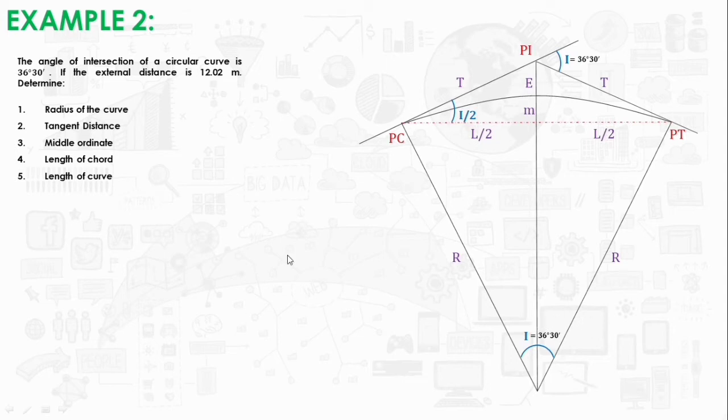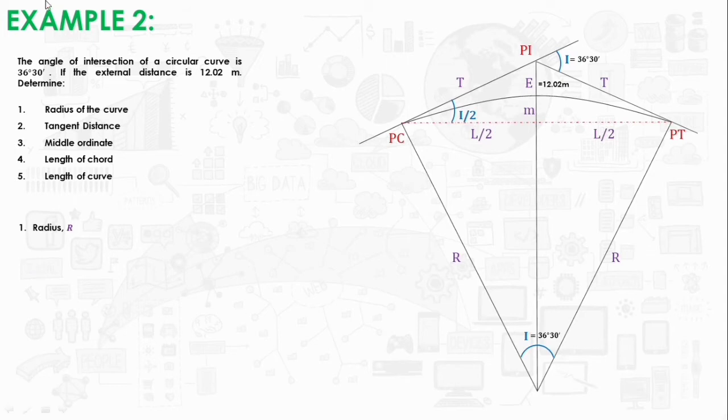So first we are going to determine the radius of the curve. So how do we find the radius of the curve? We find the radius of the curve using the available or known values. The central angle is known and the external distance is known. So how do we now find the radius of the curve?